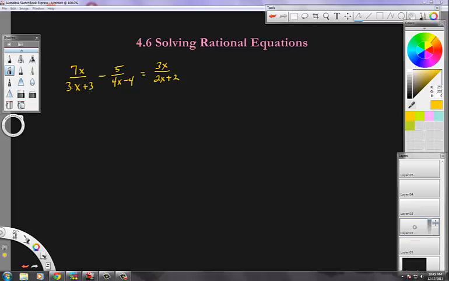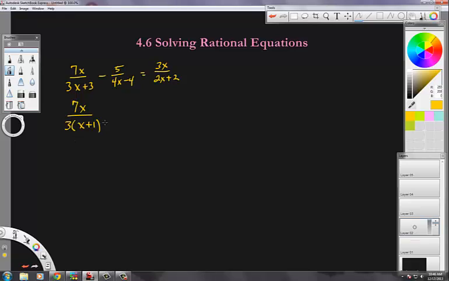I'm going to take these bottoms and factor a number out of each one of the bottoms. So it's going to look something like this, 7x over. Now I'm going to pull a 3 out of that. So it's going to be x plus 1.